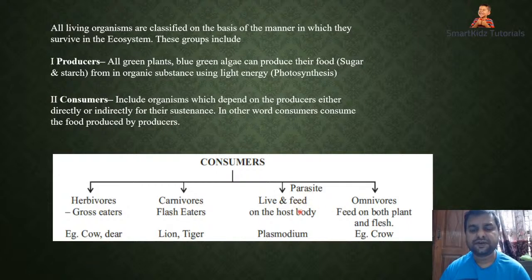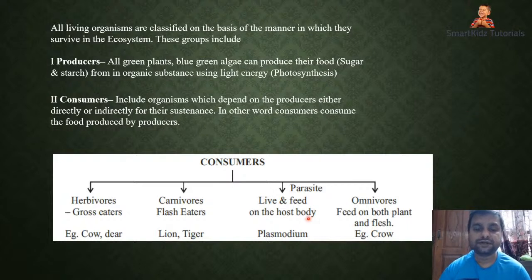Then you have, I will go to omnivores first, then come to parasites. Omnivores are those that feed on both plant as well as flesh. And here the example given is crow, which are scavengers. But even humans, excluding those who are vegetarians, consume meat as well as vegetables. So vegetables are plants, right? So humans are regarded as omnivores.